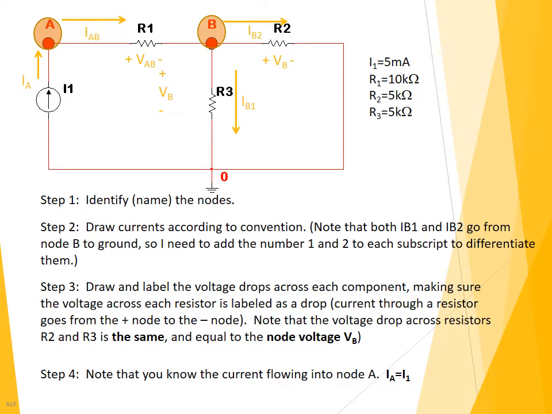Now you need to draw and label the voltage drops across each component and make sure that the polarity of these voltage drops is consistent with the direction of the current. If the current is going from left to right, then the positive polarity has to be on the left and the negative on the right. Note also that you know the current flowing into node A, IA, which we named in that convention because it is the current going through branch A into node A. IA is equal to I1.